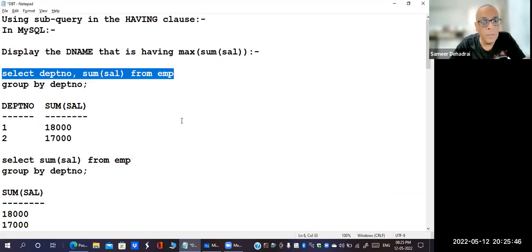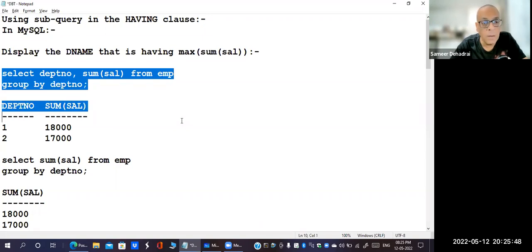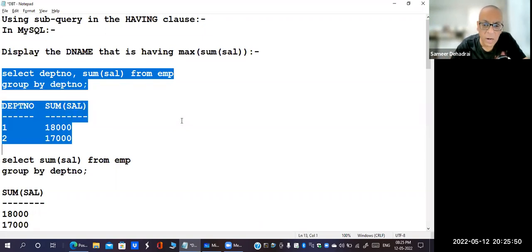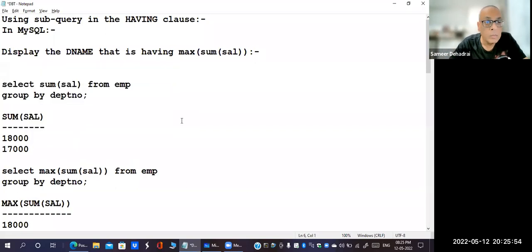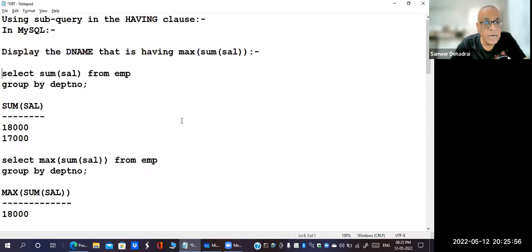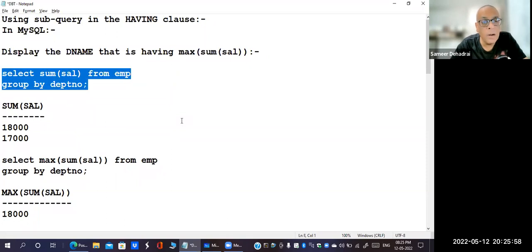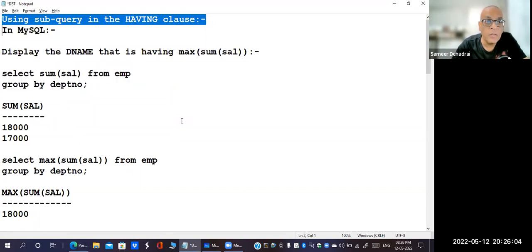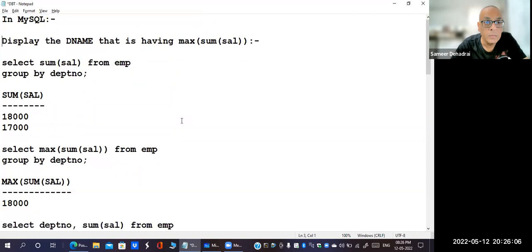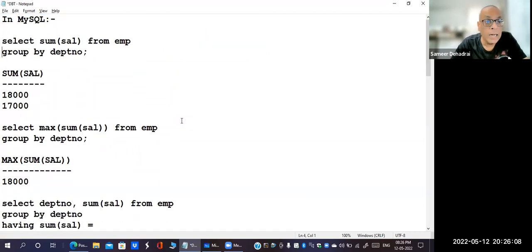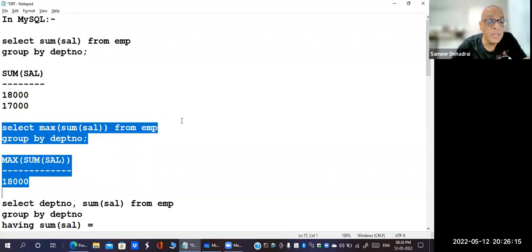Select department number and sum of sal, group by department number. This will work in MySQL. This is not a problem. Select sum sal, group by department number will also work in MySQL. I'll get to see the sum of sal department wise. I'll get to see this output. The problem comes, you know where? Problem comes here.